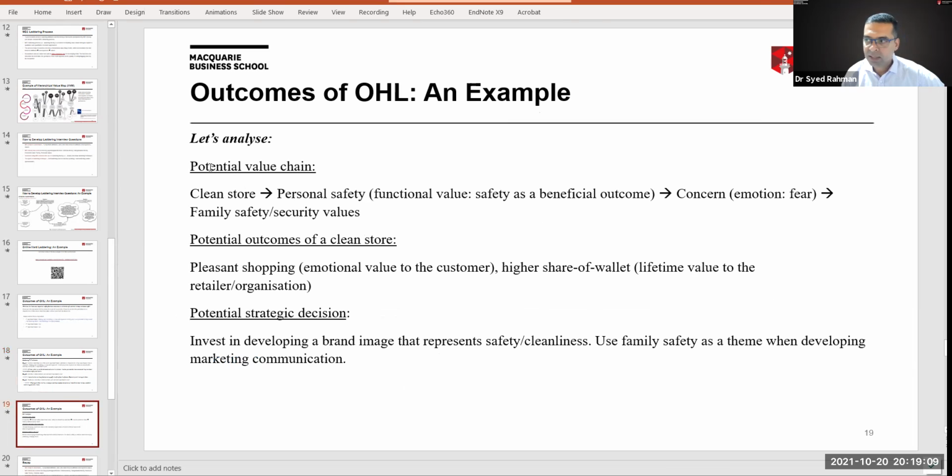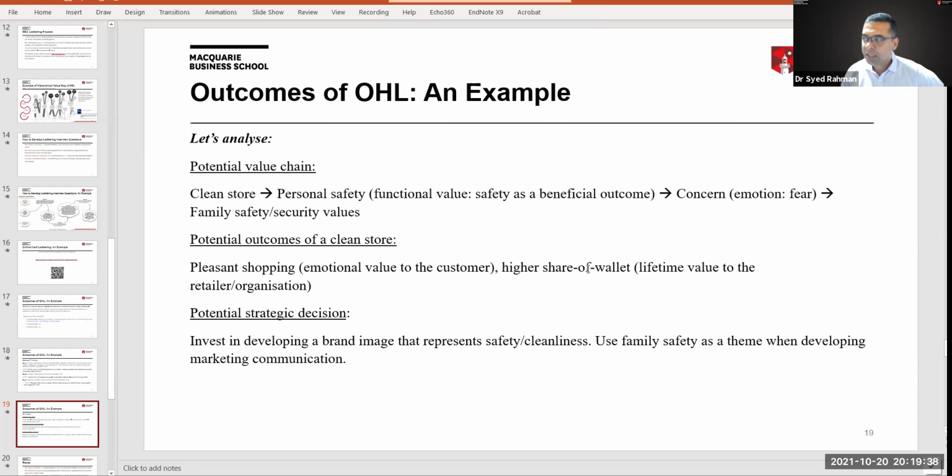Let's analyze a potential value chain: clean store, personal safety, concern, emotion, fear, and then family safety. So in your paper, you will theoretically justify that these are the constructs, these are the different types of values and emotion, and that's why these are important to me. And then what is the potential outcome? The potential outcome could be that the customer will be emotionally happy, which is there.